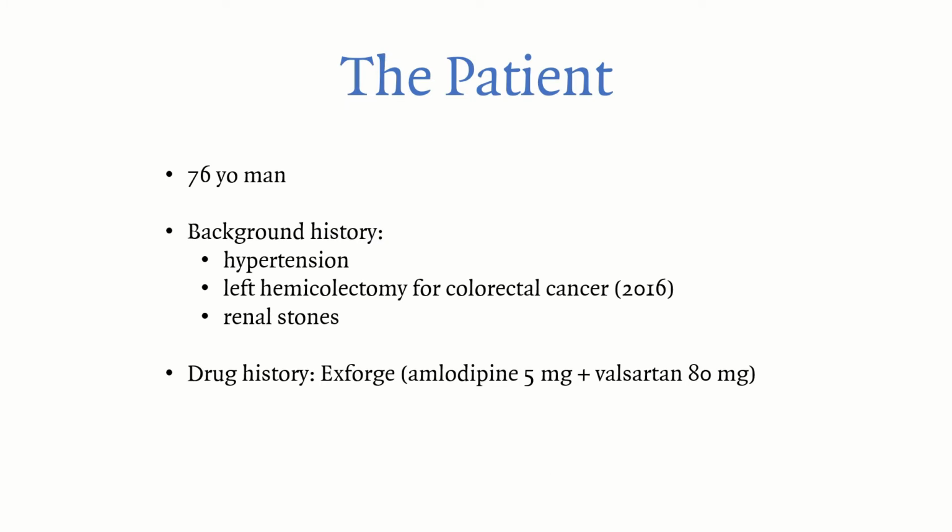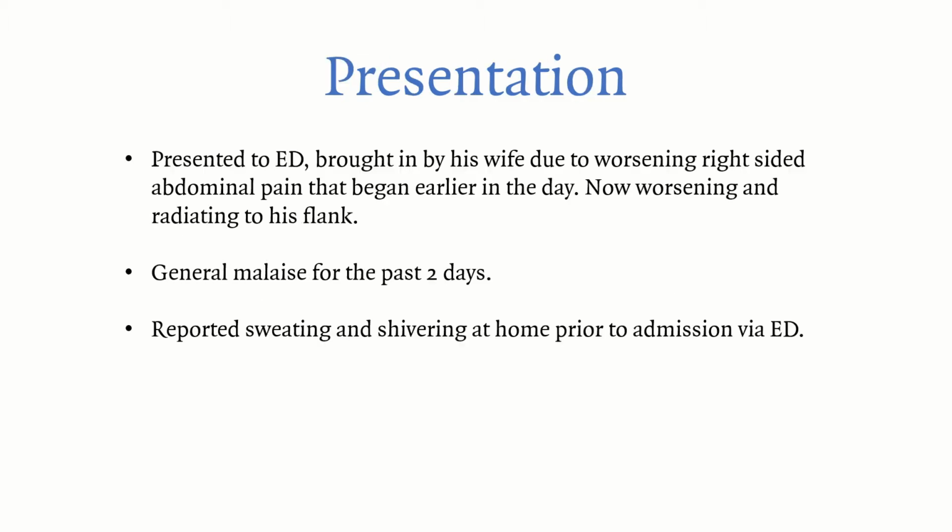This is a 76 years of age man with a background of hypertension for which he takes some hypertensive drugs, left hemicolectomy for colorectal cancer in 2016 and renal stones. So that's what we know about the patient. Patient presented to ED, brought in by his wife due to worsening right-sided abdominal pain that began earlier in the day, now worsening and radiating to his flank. He has had general malaise for the past 2 days and reported sweating and shivering at home prior to admission to ED. So, what is your differential diagnosis?